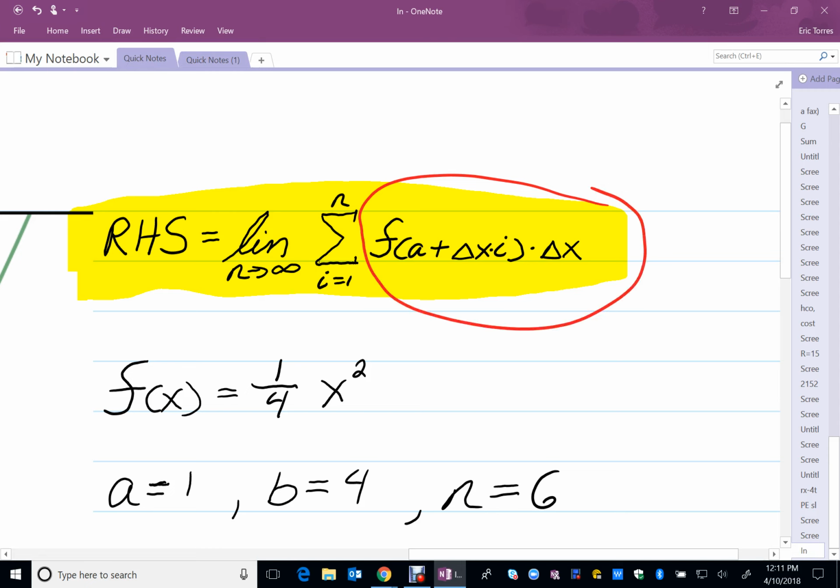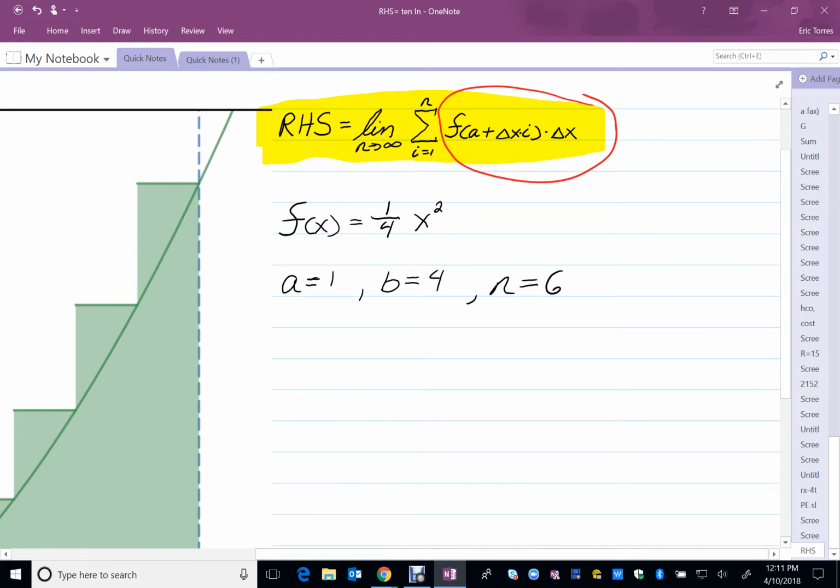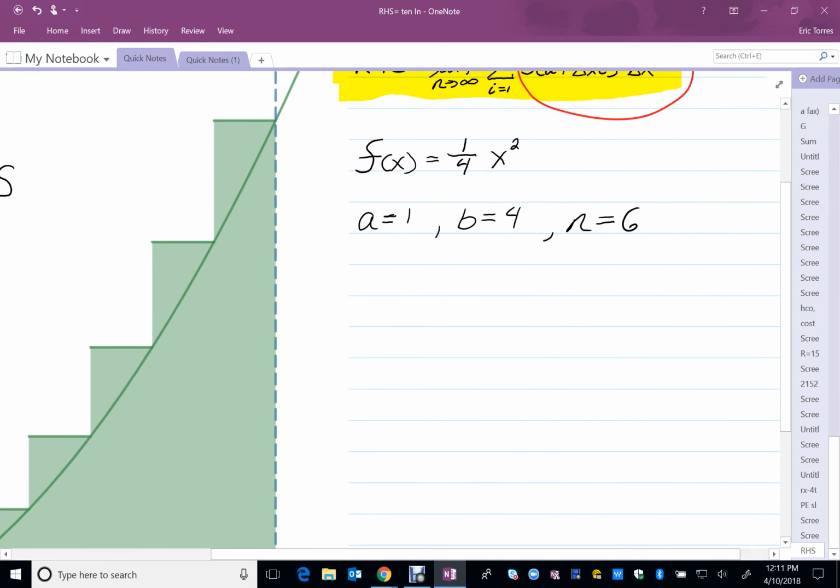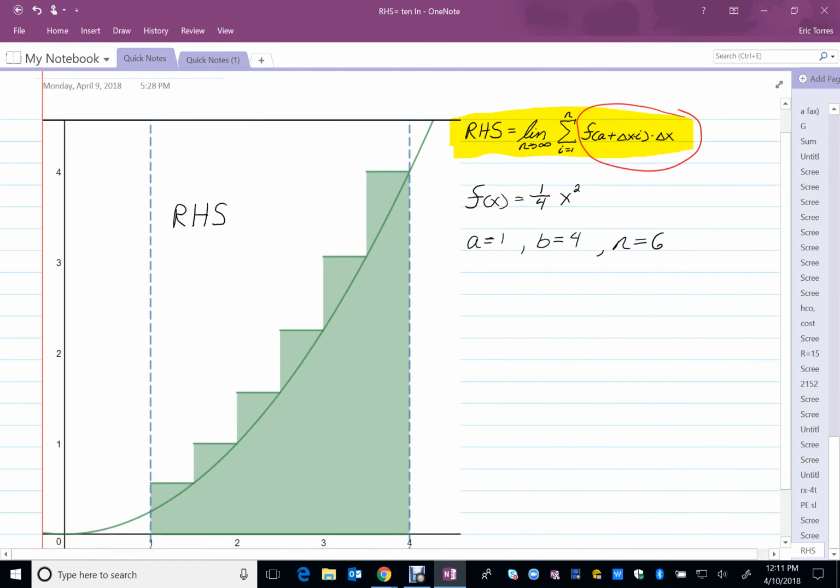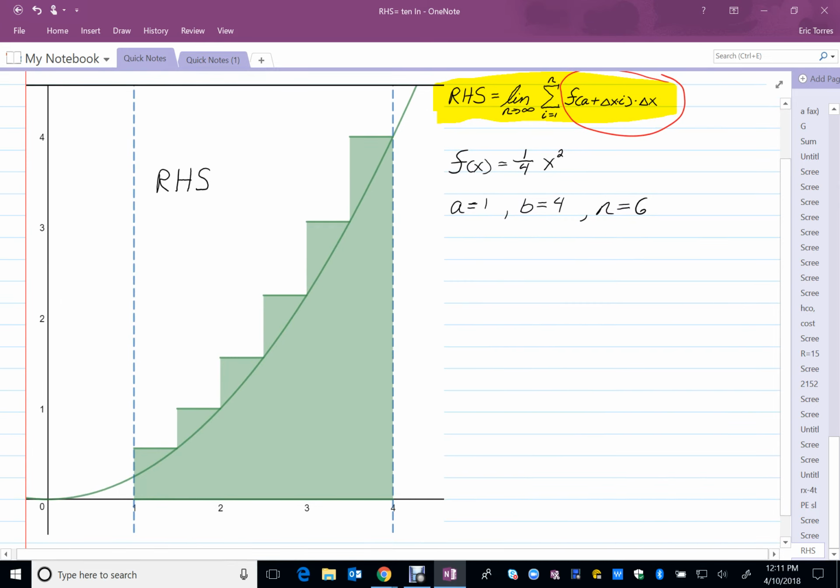And where does this formula come from? So let's talk about that for just a second. Okay, so if I was going to calculate the area of this picture that you see right now, that is a right-hand sum of rectangles, there are 6 rectangles. And what I'm going to have to do is look at the width and the height of each rectangle.